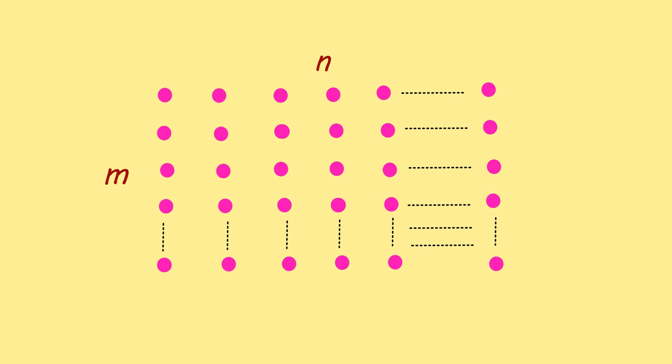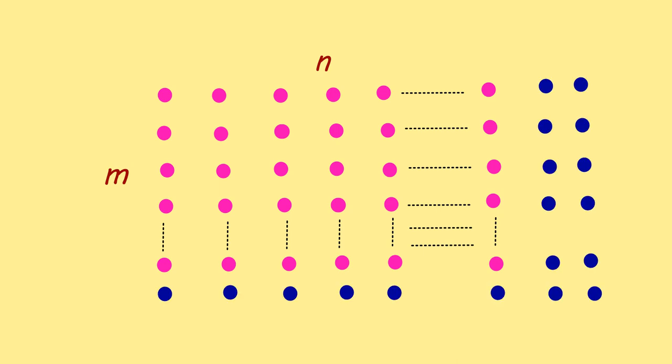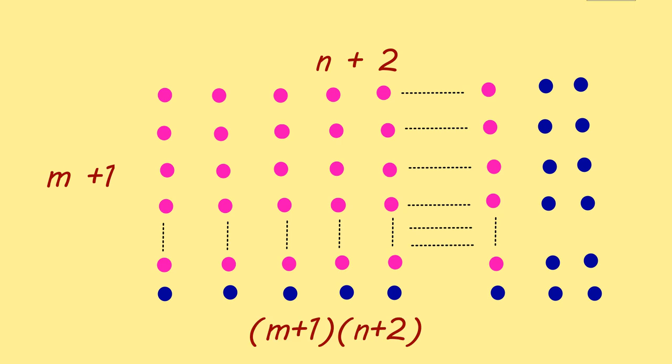Suppose there are n columns and m rows. How will you find out the total number of dots here? Yes, it is m into n. Here I added 2 more columns and 1 more row. Now, what is the number of columns here? Yes, here n plus 2 columns and m plus 1 rows. Now, how do you find out the number of dots here? Yes, it is m plus 1 into n plus 2.